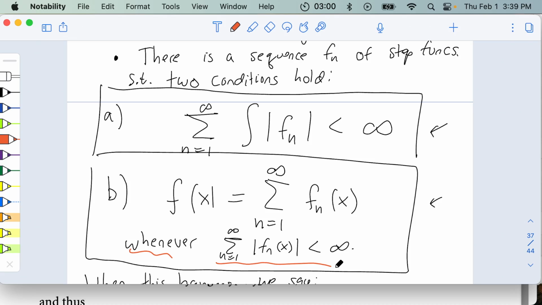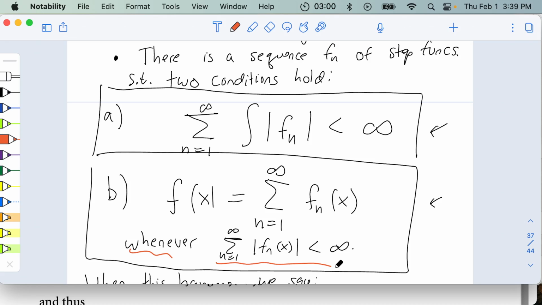Like, what if this is just always infinity? And then this condition is like a nothing condition. I'll just come up with a sequence of fn's whose sum of absolute values is always infinity, and then that will cover every function f, right? And then I have the integral of every function f, right? So this is like a real problem.